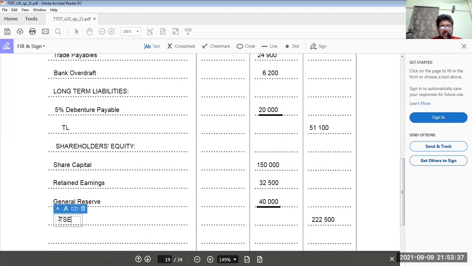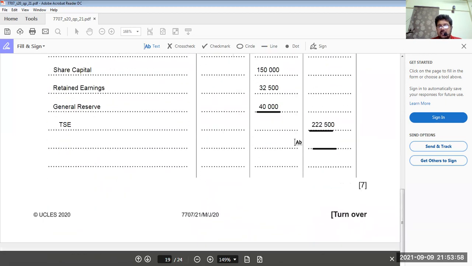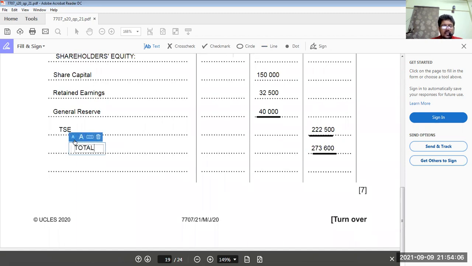Total shareholders equity. And if we add liabilities plus equity, we should get the same amount. So 222,500 plus 51,100. Answer is 273,600. Yes, it's equal. 273,600 total equities. What do we write here? Total equities. Done? It's balanced. We have earned 7 marks.